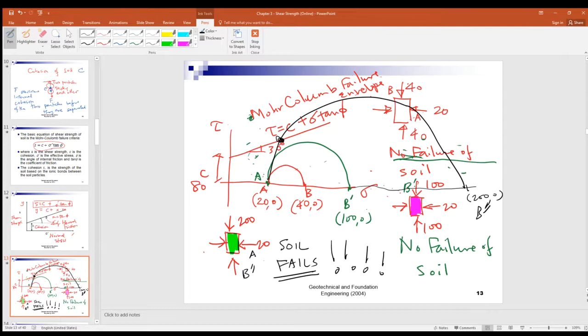So the Mohr-Coulomb failure envelope tells us the soil can no longer take that sort of foundation loading. So the soil will fail. Okay. So does it look very sensible now?